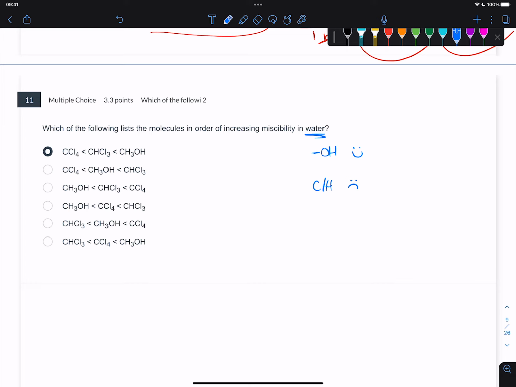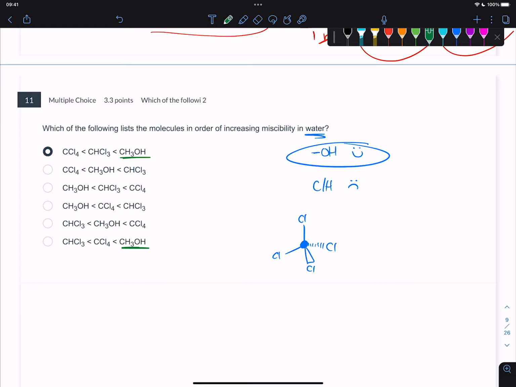Also think about geometry. I think you probably learned in the prior semester of chemistry about polarity and geometry. Something that has the same atoms all around is going to be nonpolar. So this would be like CCl4. So take a look at things that have OHs, they are going to give us high miscibility. So we want that to be on the right. So that's going to be things like methanol.